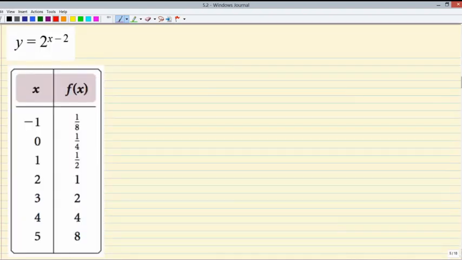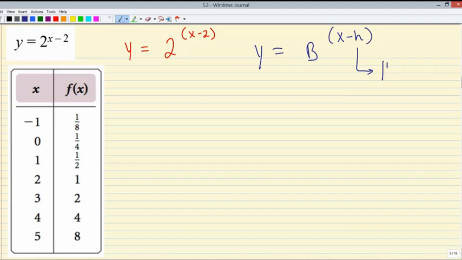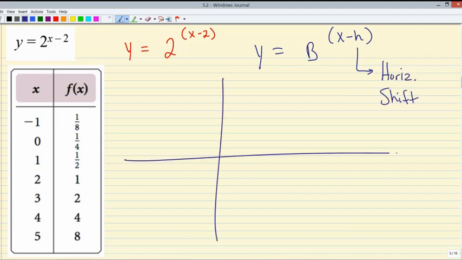So this is y equals 2 to the x minus 2 power. And this comes from the generic format y equals a base to the x minus h power, where h is your horizontal shift. So if you wanted to graph this, you just kind of sketch a graph, and there's one point that we're going to put on here for certain, (0, 1). That's the point that all these graphs go through.